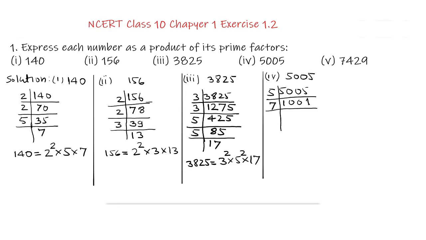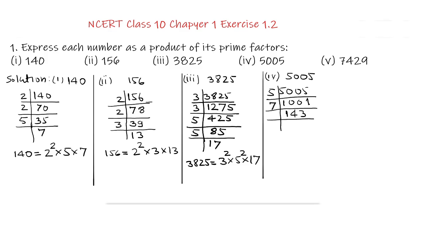7 times 1 is 7, balance is 3. 30, 7 times 4 is 28, balance is 2, and we carry 1. 21 is divisible by 7 for 3 times, so our quotient is 143. Now on dividing by 7 again, we see that it is not divisible by 7.